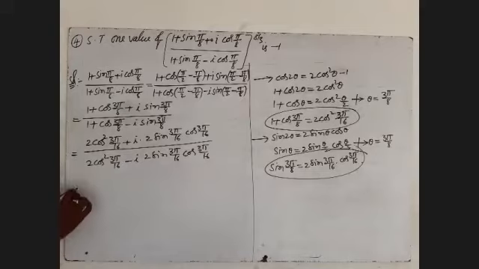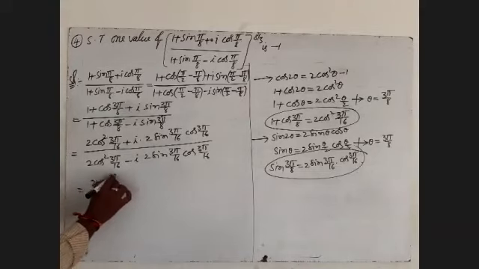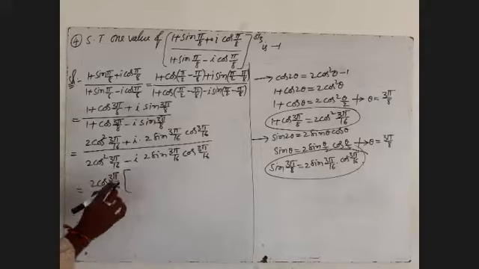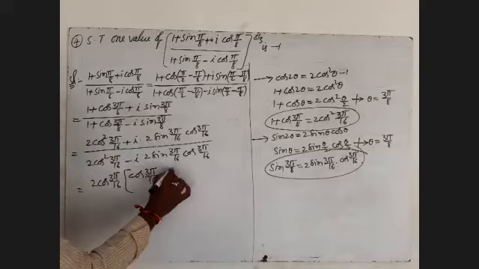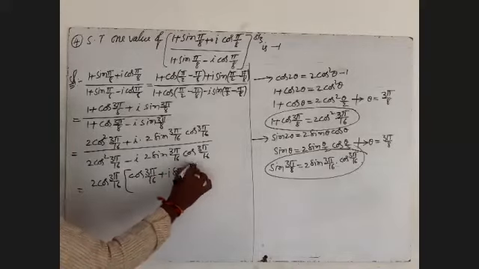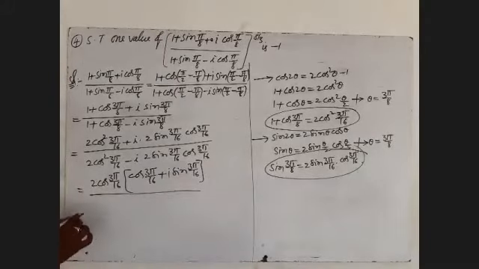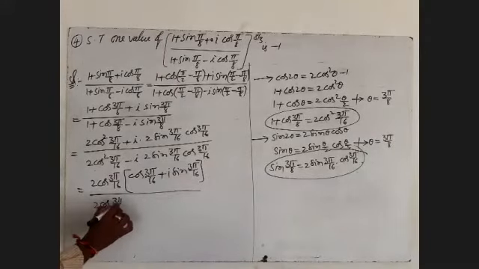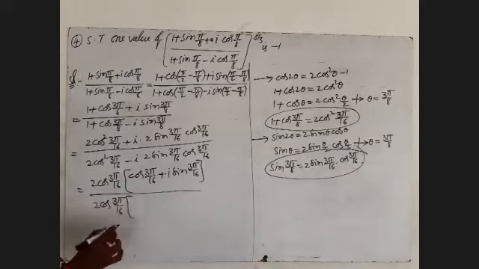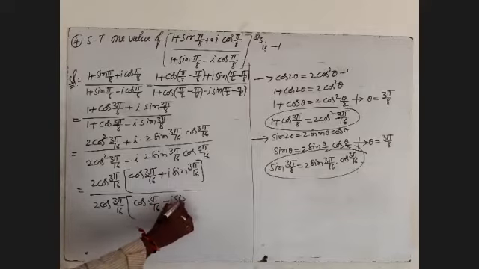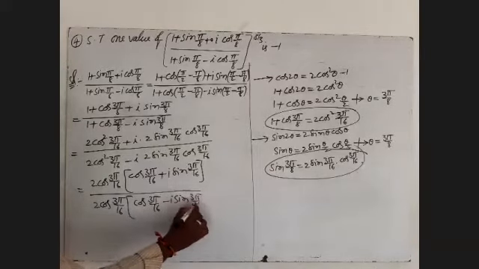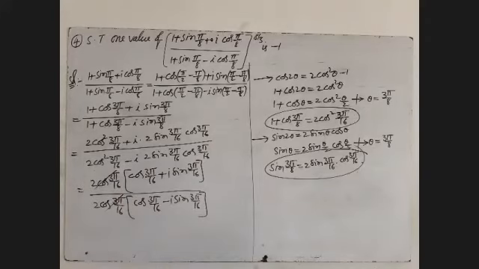I will take 2 cos 3π/16 common. Remaining we have to write cos 3π/16 + i sin 3π/16. In the denominator also I will take 2 cos 3π/16 common. Remaining we write cos 3π/16 − i sin 3π/16. We will observe both will be cancelled.